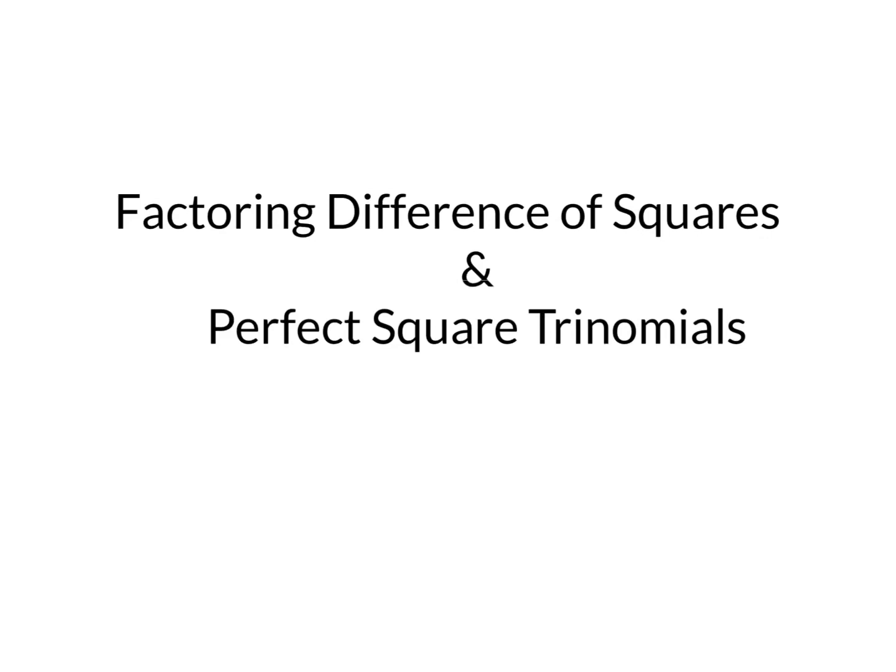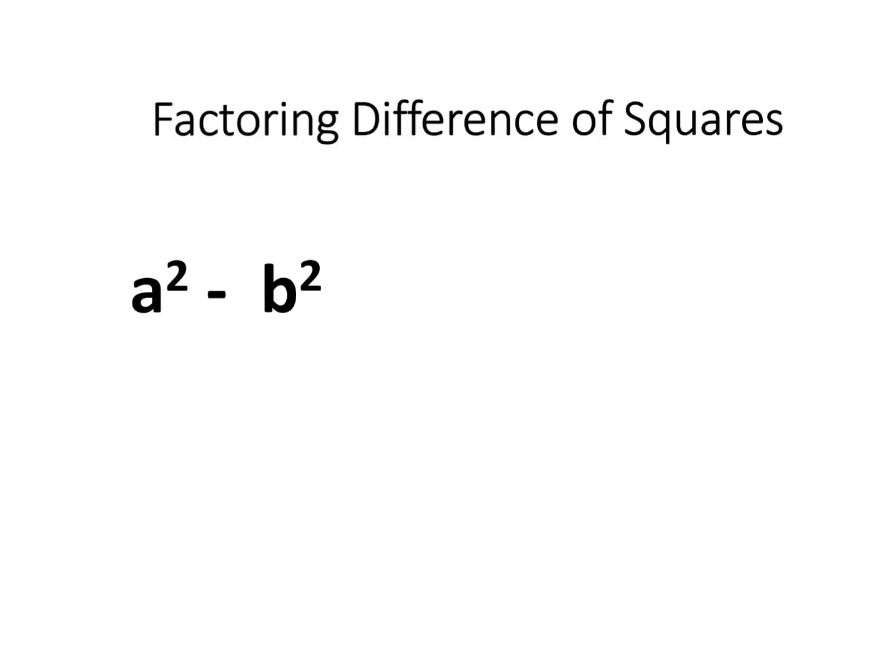In this lesson, we are going to be factoring difference of squares and perfect square trinomials. Now, factoring difference of squares is basically what the name suggests. There is a difference, meaning a subtraction sign, between two squares. Now, what do I mean by squares? Squares are basically any numbers that have a square root.